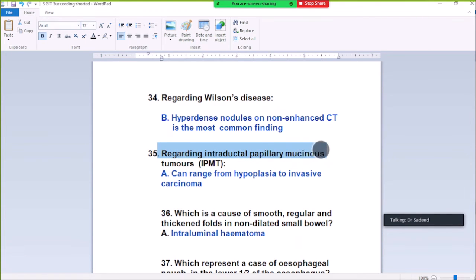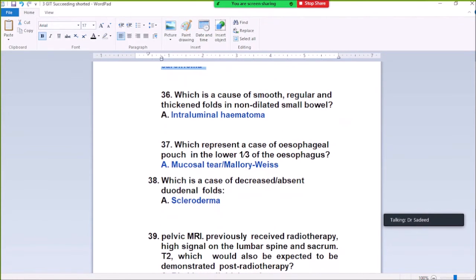Question 35. Regarding intraductal papillary mucinous tumors, they can range from hyperplasia to invasive carcinoma. Question 36. Which is the cause of smooth, regular, and thickened folds in non-dilated small bowel? Intraluminal hematoma. Now, smooth, regular, and thickened folds in non-dilated small bowel.